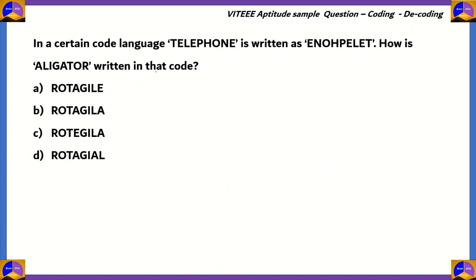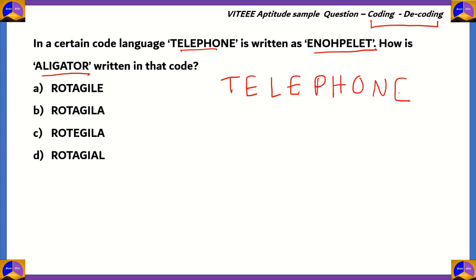So here comes the next question. This question is based on coding and decoding. In a certain code language, telephone is written as ENOHPELET. You need to find out what is the code for alligator in that particular system. In order to solve these kinds of questions, it's a good idea to write the word in block letters with plenty of space, and then write the code word below it. So in this particular case, it's ENOHPELET.